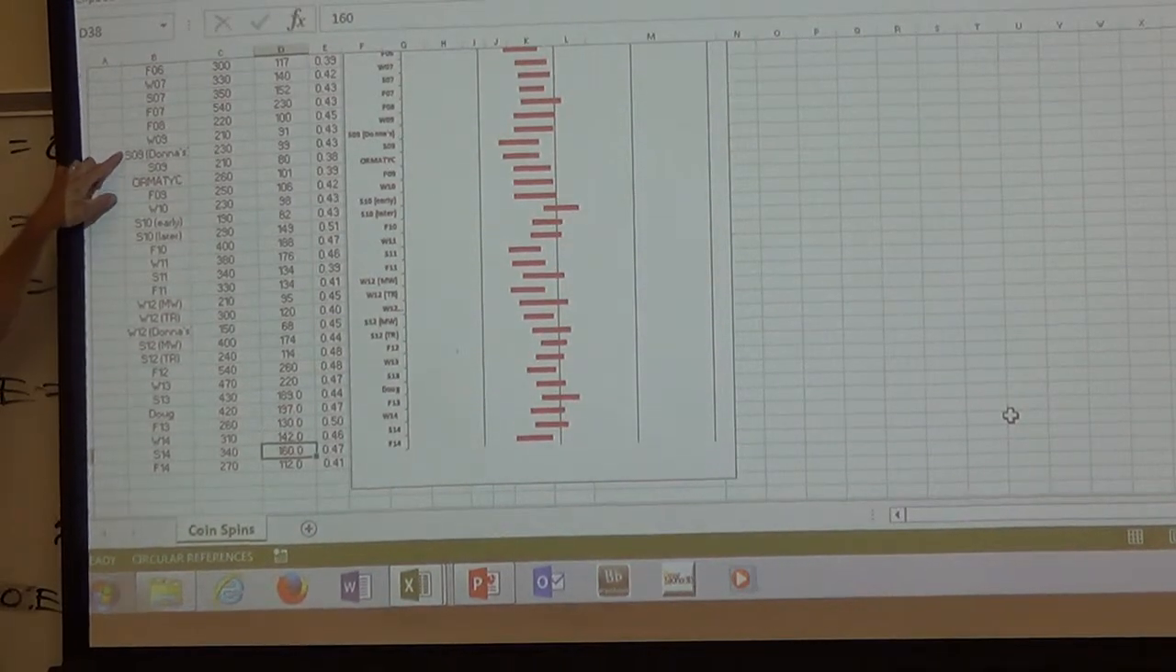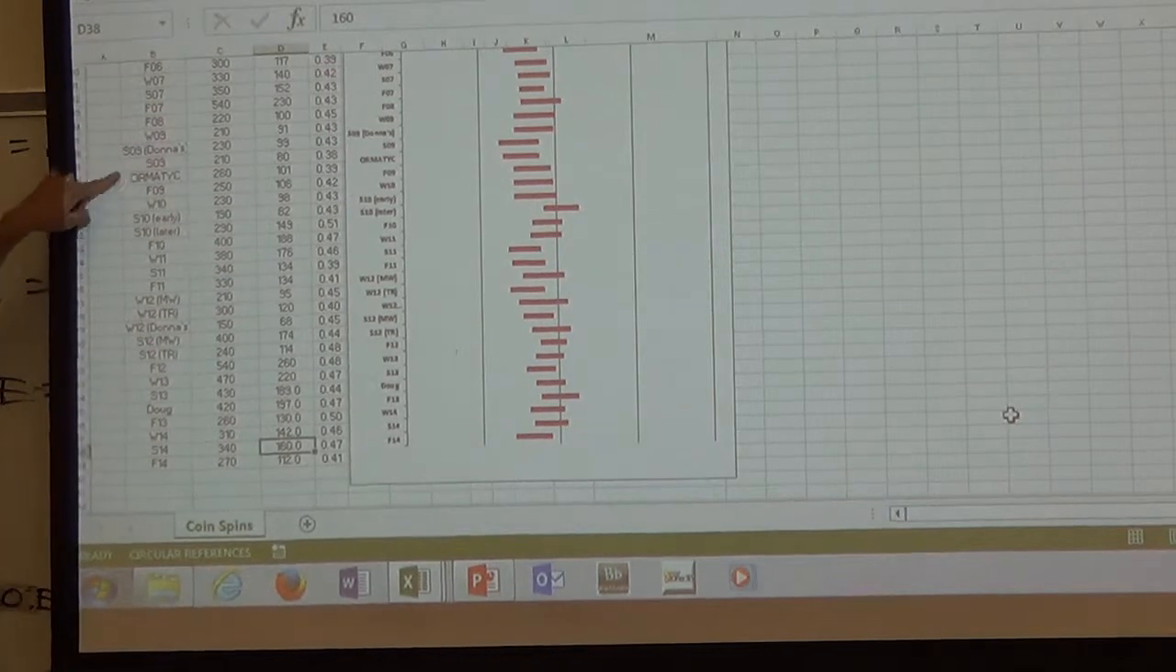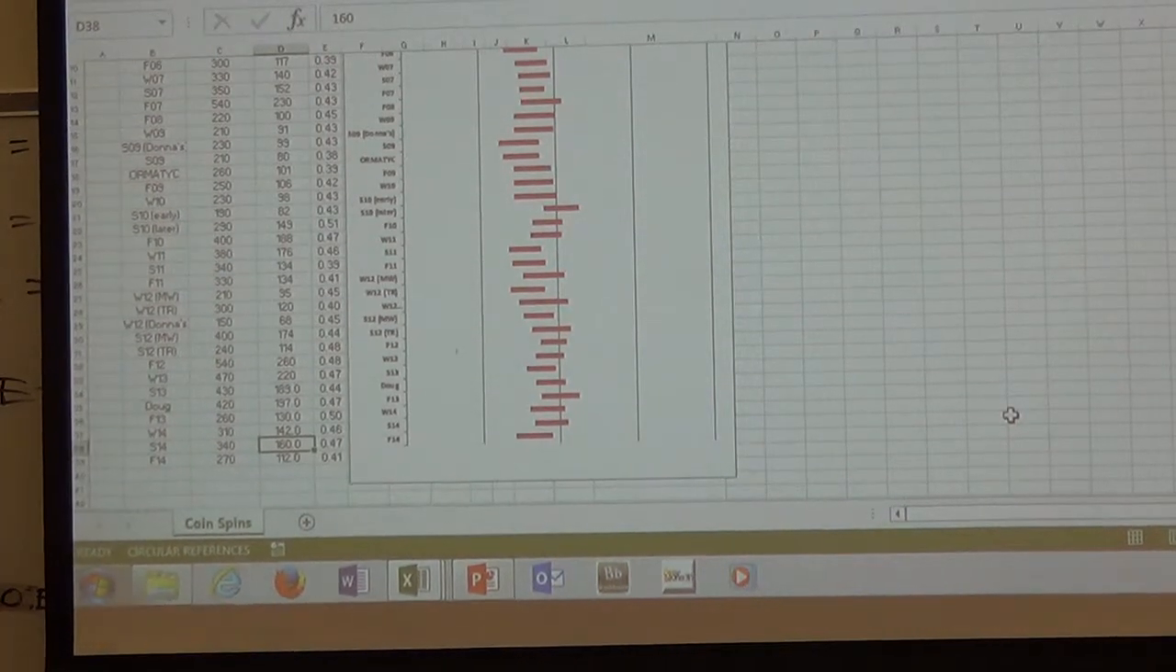Like, first thing we're going to do today is spin pennies. They're like, okay, free kippy. I went to Ormatic, did it there at Ormatic, got some data.